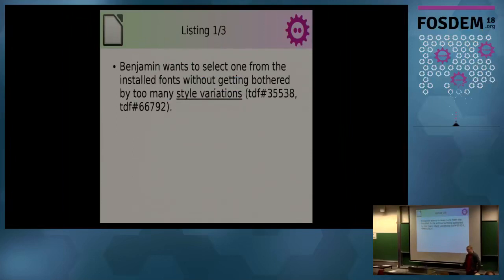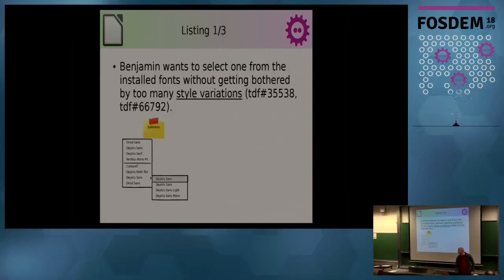The actual requirement is that the long list needs to be structured a little bit better. It should be easy to find the fonts that you're looking for, and you don't want to get bothered by all the variations. A proposal on the ticket is that it goes into a submenu. So you open the drop-down, and in the submenu you get the variations, the light and condensed and whatever it is.